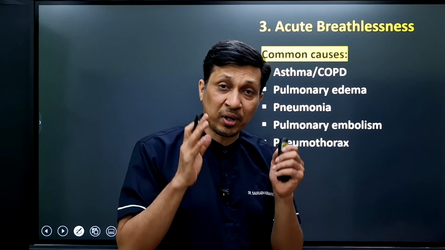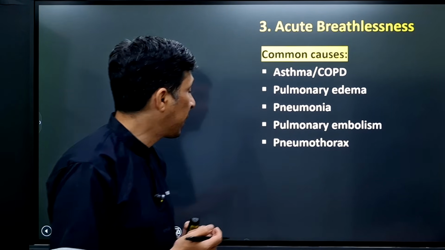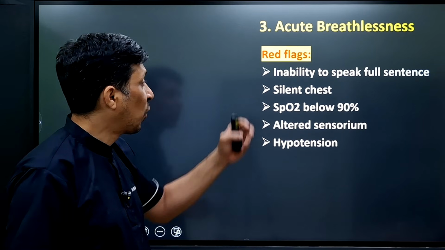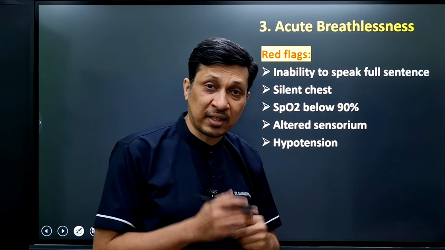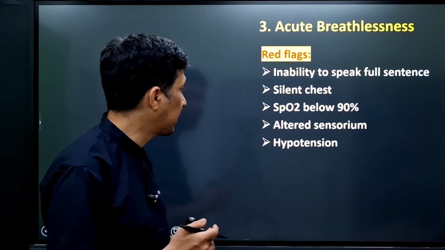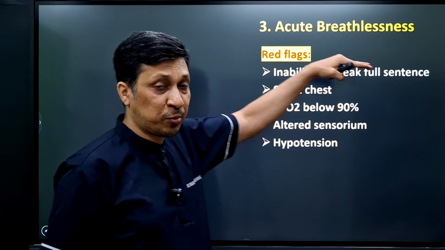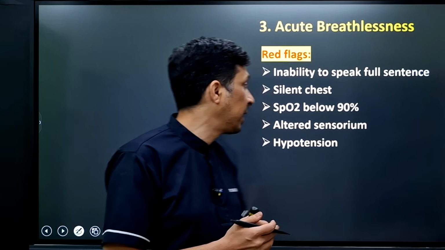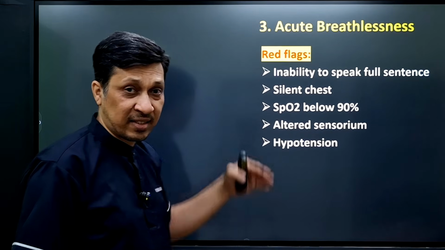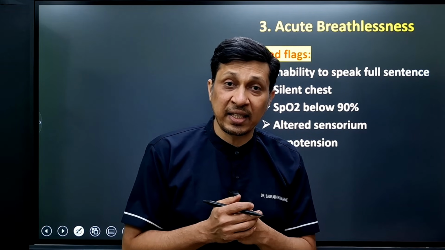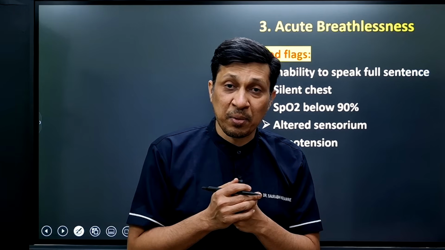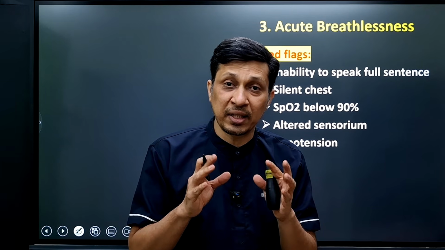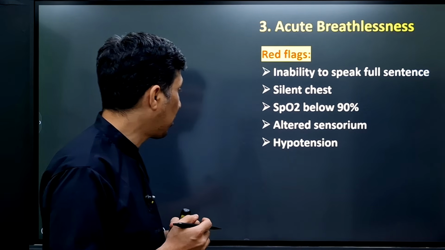So, these are the important causes of acute breathlessness in ER. Now, what are the red flags in this presentation of acute breathlessness? Inability to speak full sentence. It indicates that patient is developing respiratory failure. Silent chest. Silent chest is a very dangerous sign in case of bronchial asthma because it indicates that patient is not able to breathe at all.